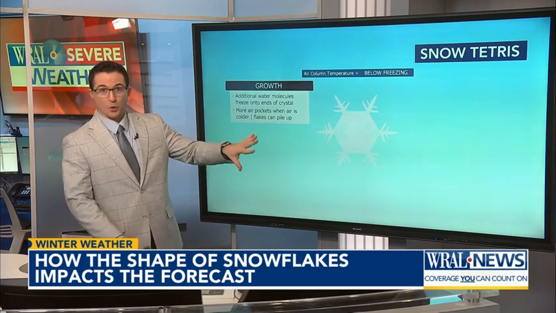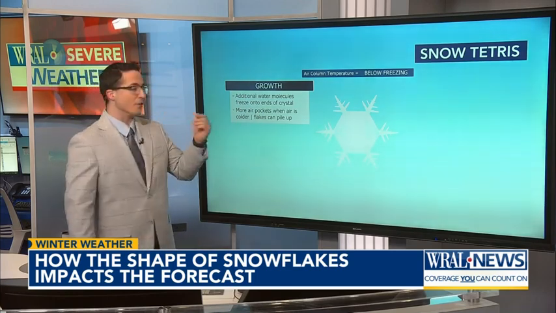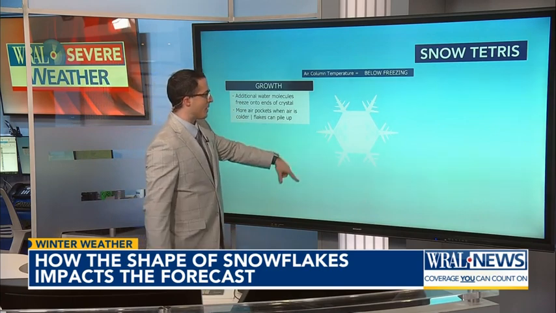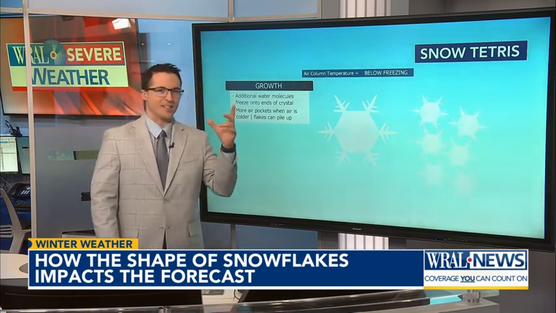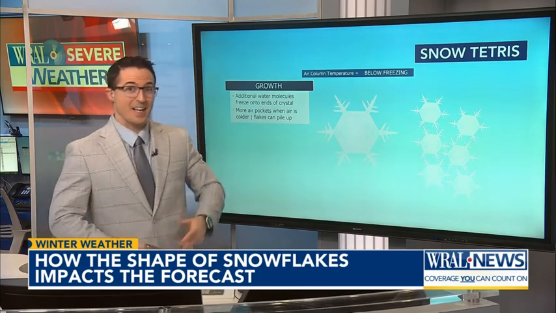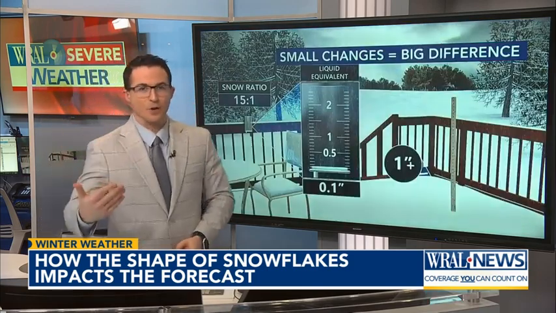What you notice when it's cold out is that the snowflakes are drier, a little more powdery, and they've got pockets of air in between. So they collect a little bit. It's like playing Tetris, so they stack a little more easily as they fall toward the ground.